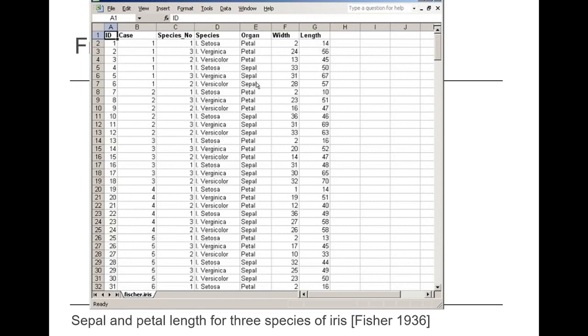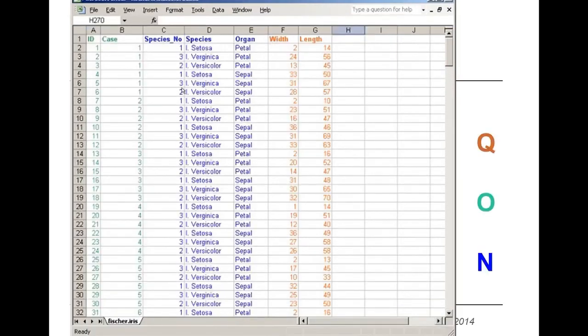The data collection is mixed together because sepal and petal are treated as if they're separate data cases here. The way this can be treated is that the width and length can be treated as quantitative data. The ID and the case number, although they look like numbers, can be treated as ordinal data. And the species number and species name, as well as the organ name, can be treated as nominal data.